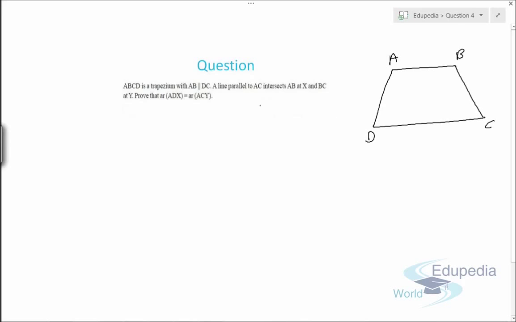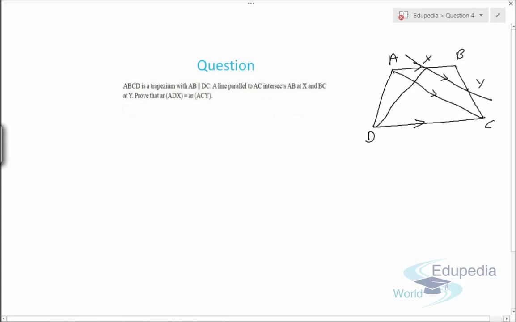Now in this trapezium, AB is parallel to CD, and we need to draw a line parallel to AC that intersects AB at X and BC at Y. So we can say like this: this is a line, this point is X and this point is Y, and this line is parallel to this line. Now we need to prove that area of ADX is equal to area of ACY.